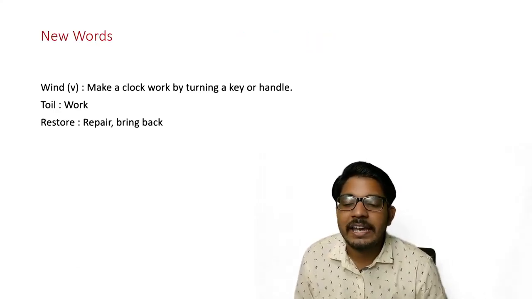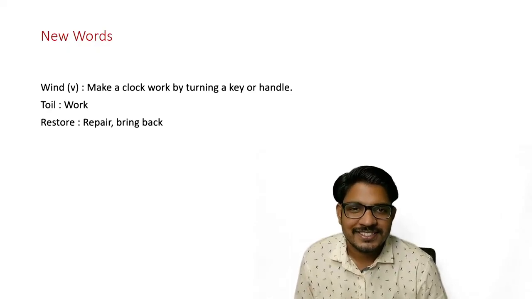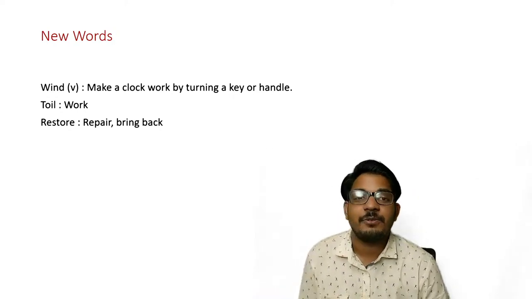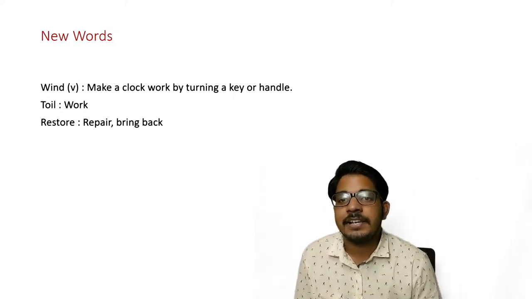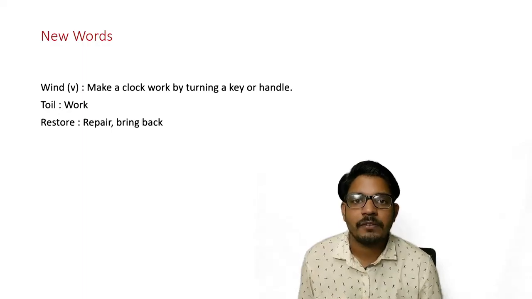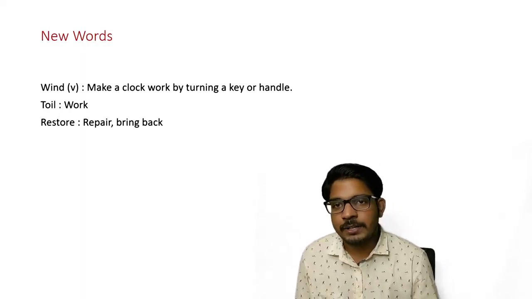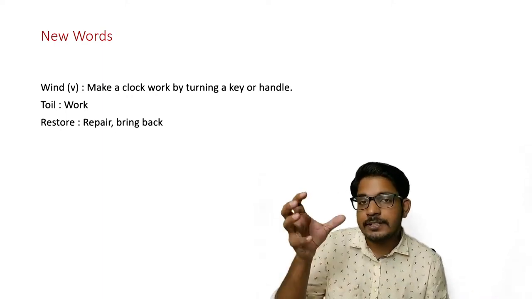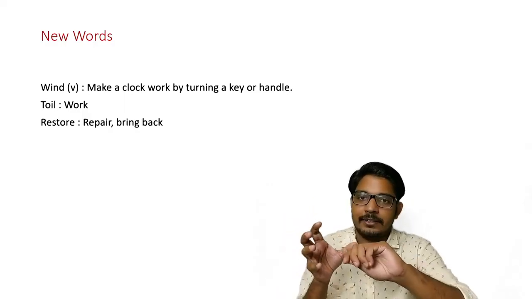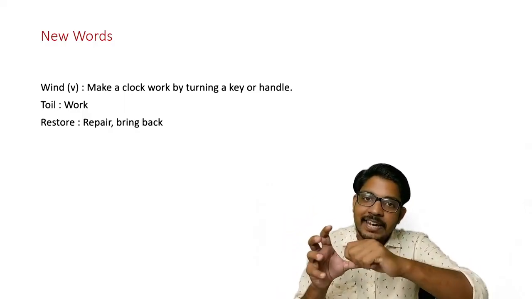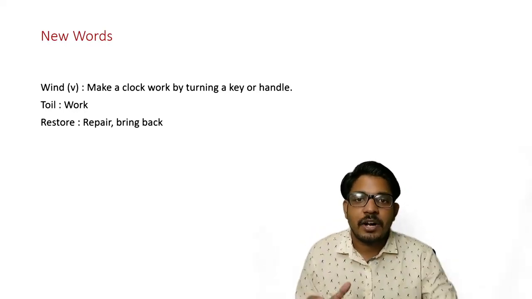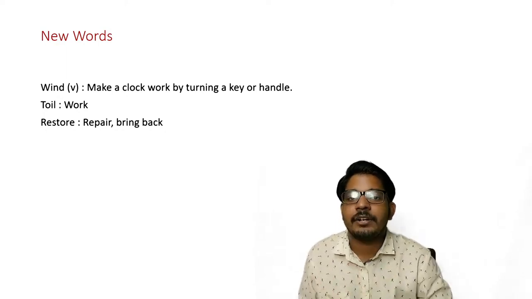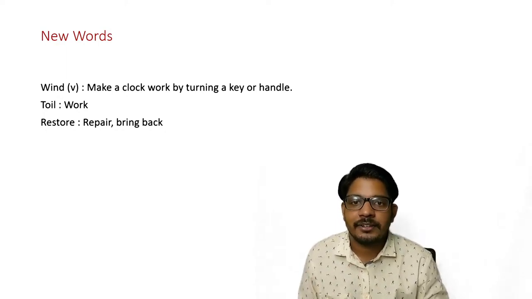It's W-I-N-D. How do we pronounce it? We pronounce it as wind. The exact spelling is also pronounced as wind. You all know what wind means, right? But here, wind means to make a clock work by turning a key or handle. If you take a small alarm clock, you can see a key behind it. If you turn that key, we can change the timing. That is what wind means. It's a verb. To wind means to change the time in a clock.